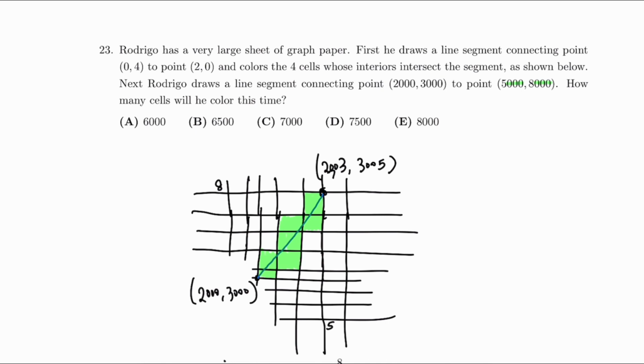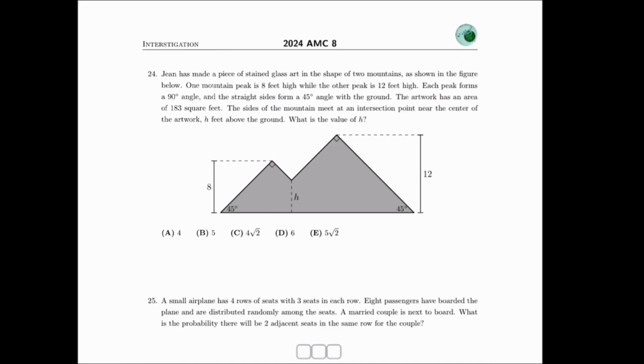And we have 7 cells if we do it once, and we do it 1,000 times. So we get 7,000 cells. That is answer choice C. All right, moving on to number 24.